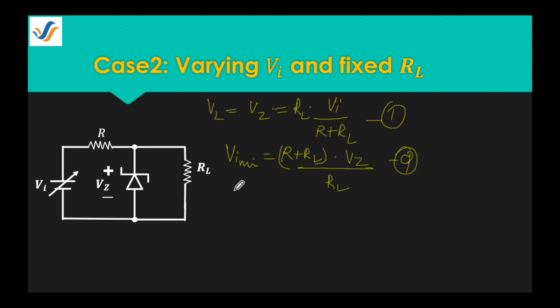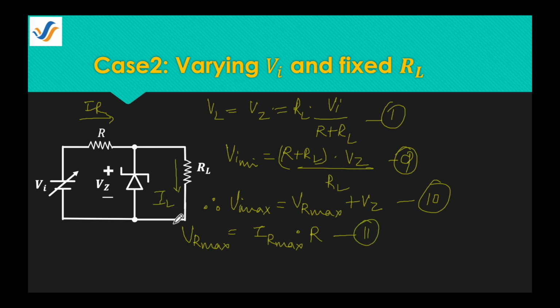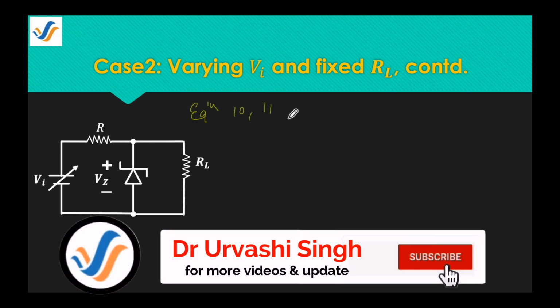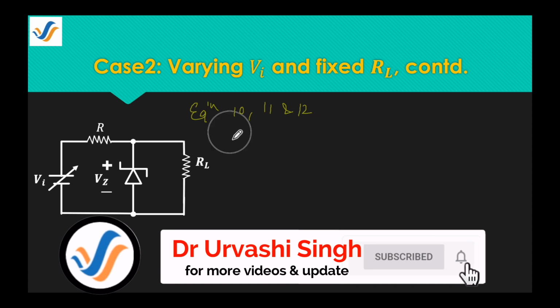Next step is to find the maximum limit of this input voltage. If the input voltage is increasing, then it will increase the current through this resistance. Therefore, VI maximum is given by VR maximum plus VZ, where this VR maximum is given by equation 11. Since the load current is fixed, this IR maximum is equal to the sum of IZM plus IL. So from equations 10, 11 and 12, we can conclude that VI maximum is given by equation 13.